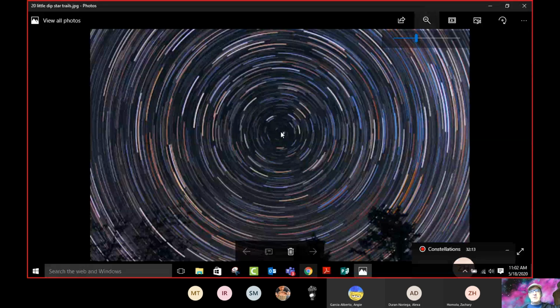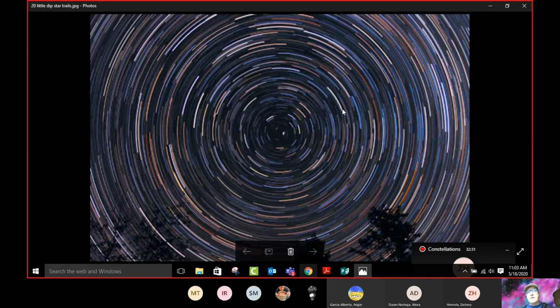So Polaris is right here in the center. It's not quite perfect. It's right there. Here's another star. See this white line? So this person set up their camera on a tripod and they opened the camera lens for about an hour. And during that hour, Earth rotated, and so this star appeared to move along this line.